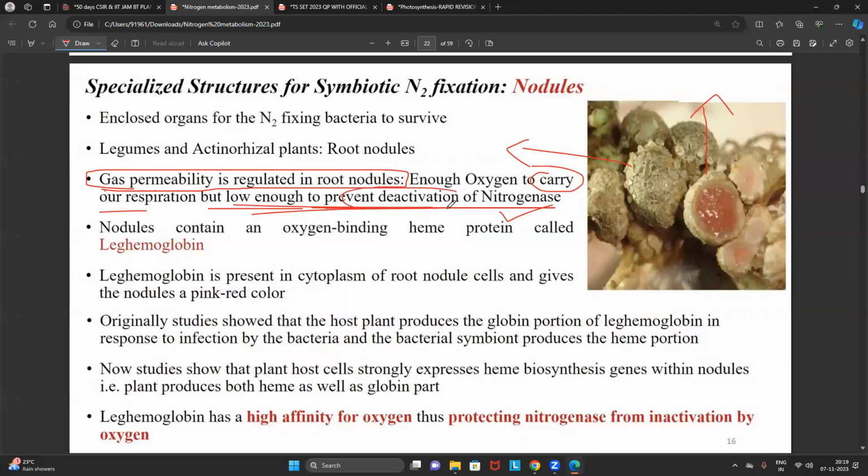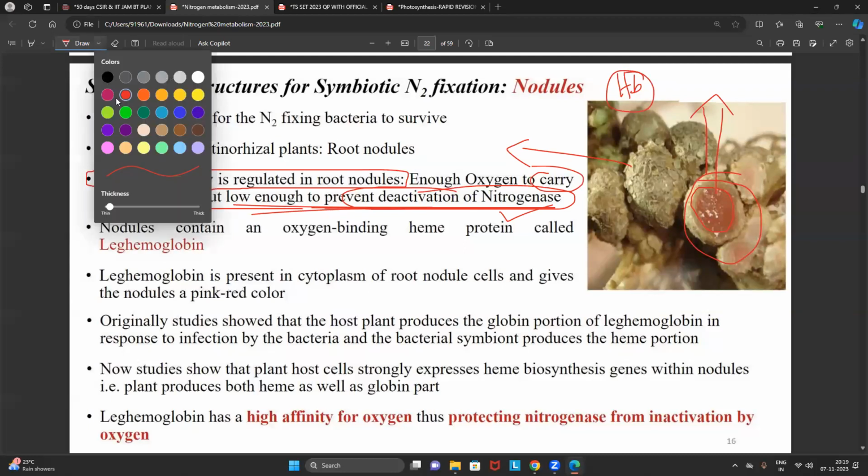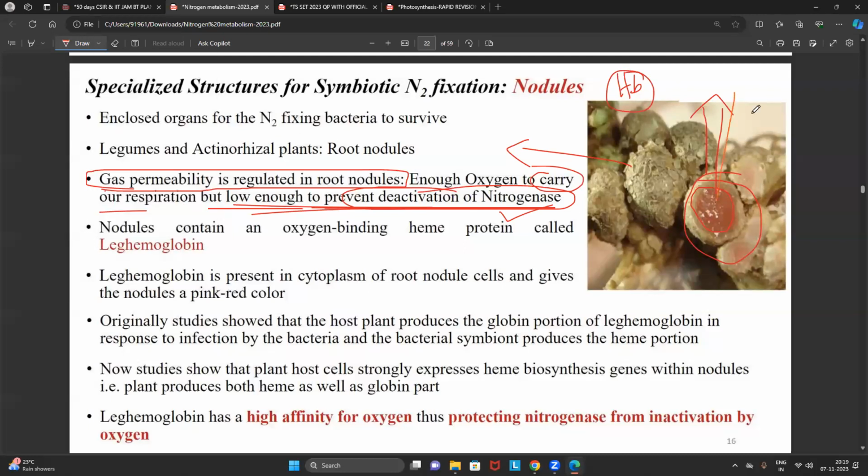It will allow only that much amount of oxygen. That is the significance of this root nodule. Now you know very well the root nodule contains a pink colored pigment. You know, right? Hemoglobin is actually red in color. But every student focus: here the hemoglobin is in what color? Pink color. Now you can ask me, sir, why did it get the pink color?